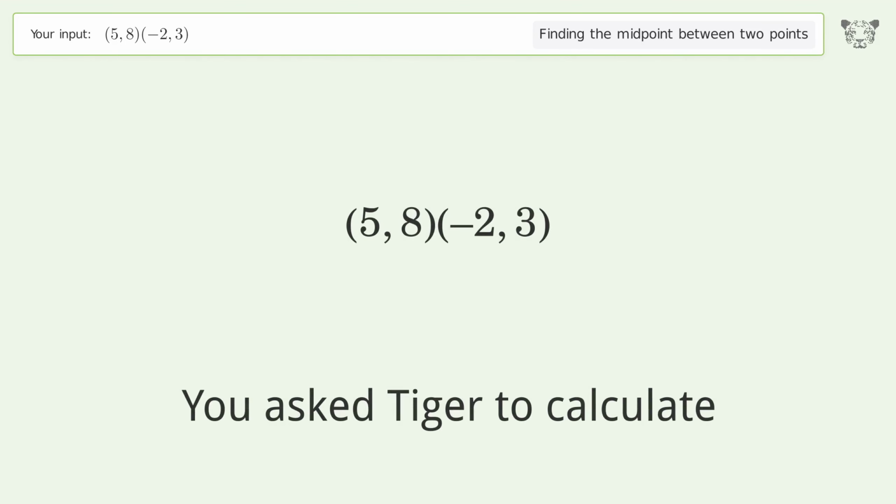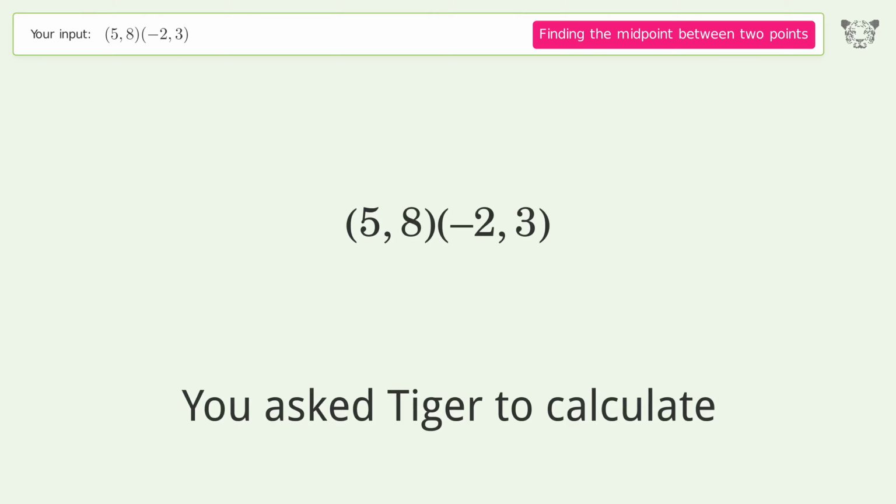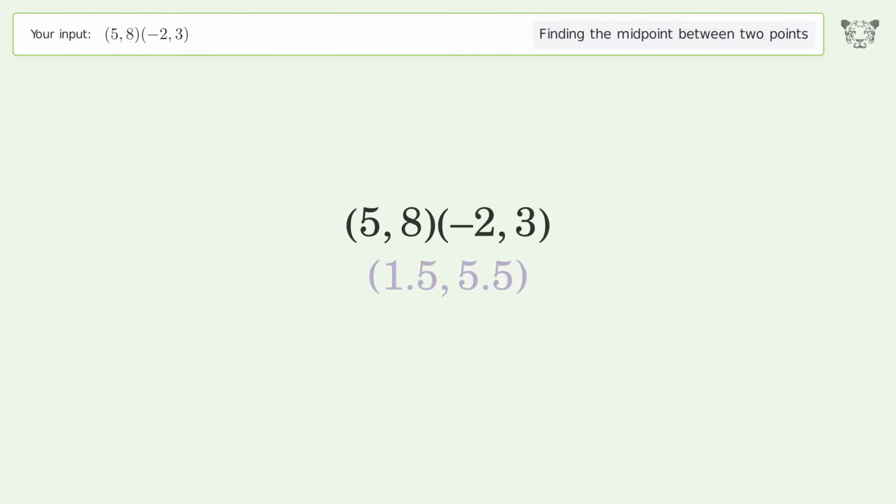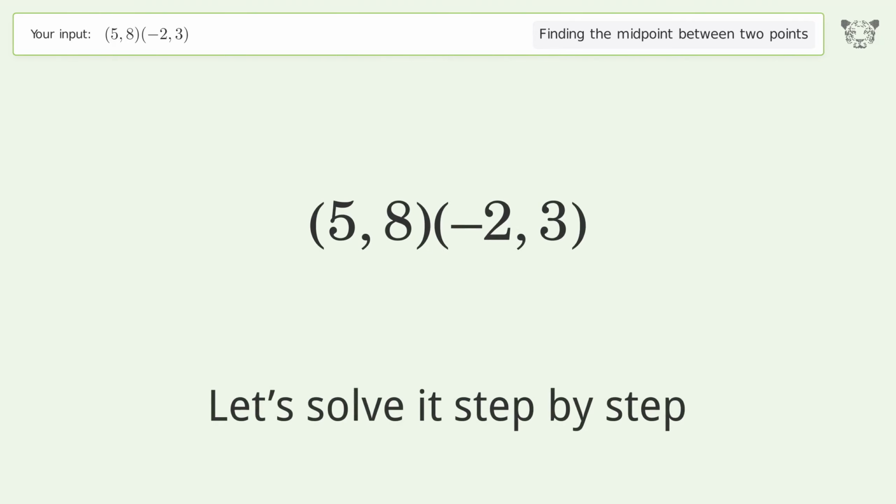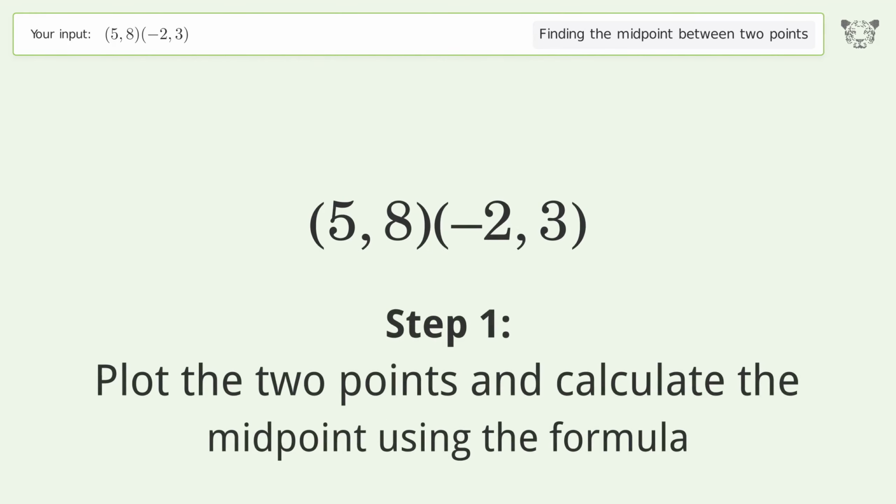You ask Tiger to calculate. This deals with finding the midpoint between 2 points. The midpoint between the 2 points is 1.5, 5.5. Let's solve it step by step. Plot the 2 points and calculate the midpoint using the formula.